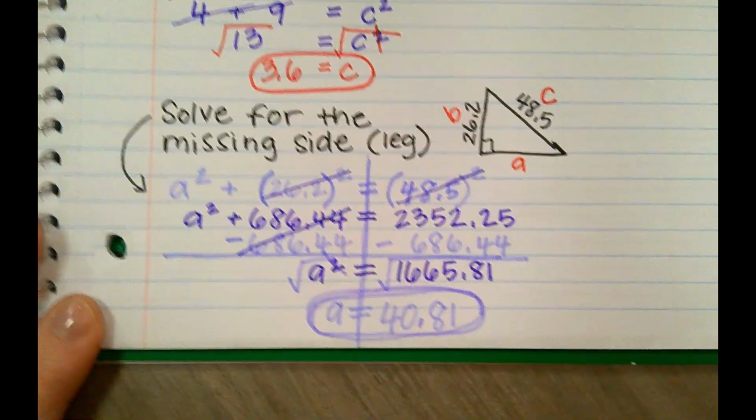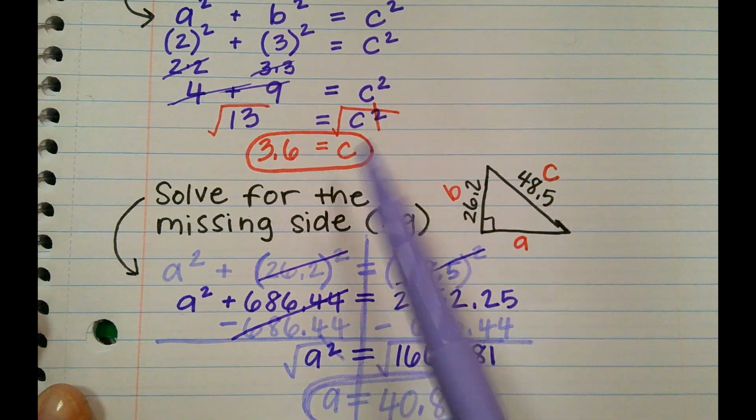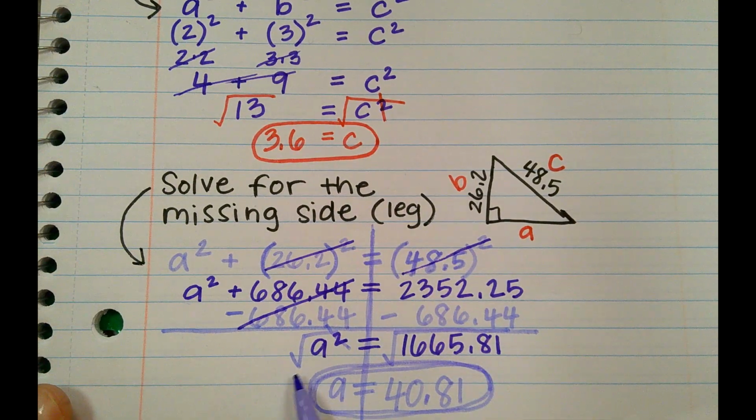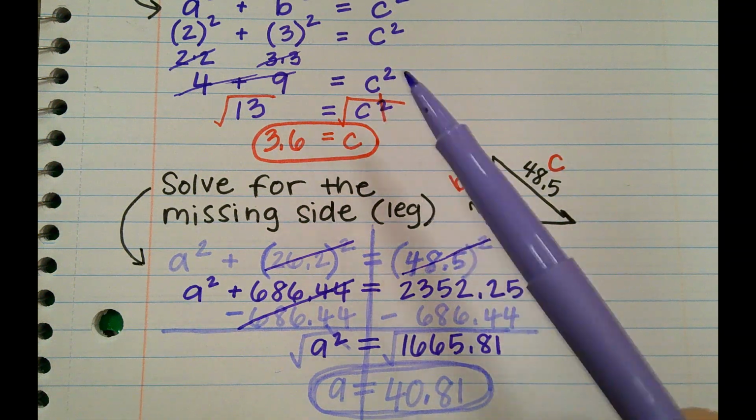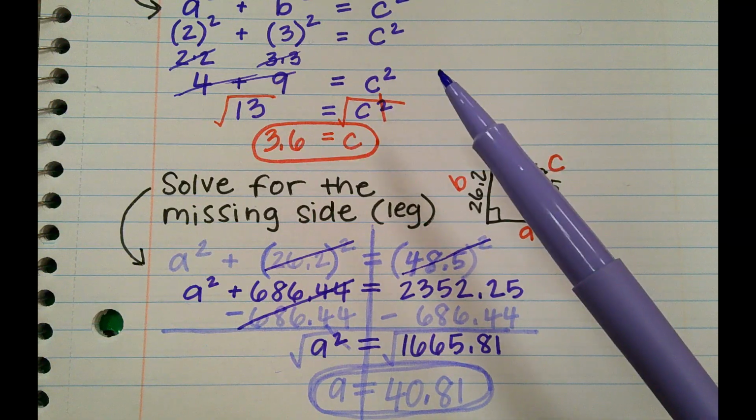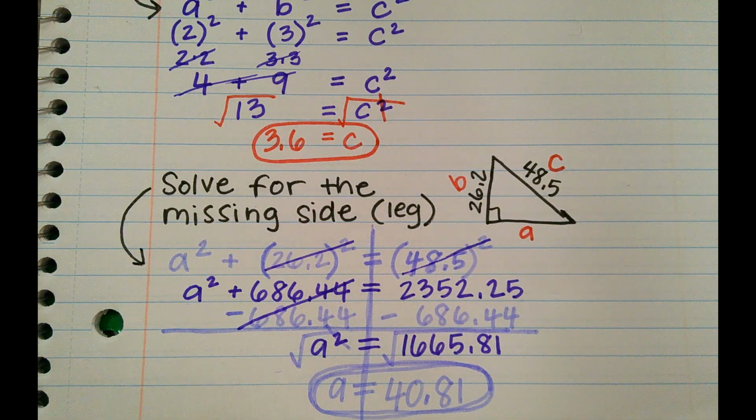So that is the only difference between solving for C versus solving for A or B. If you're solving for one of the legs, you'll need to get the other one by itself first. When you're solving for C, it doesn't take that many steps, just one less.